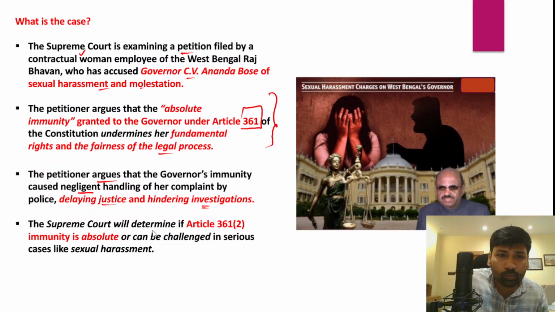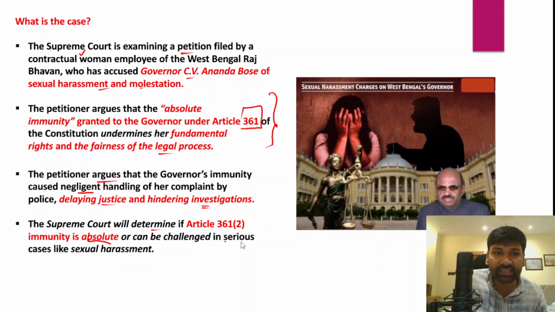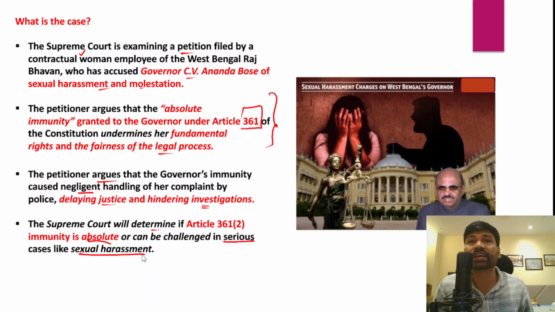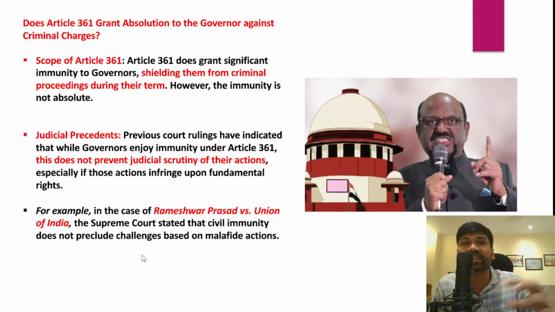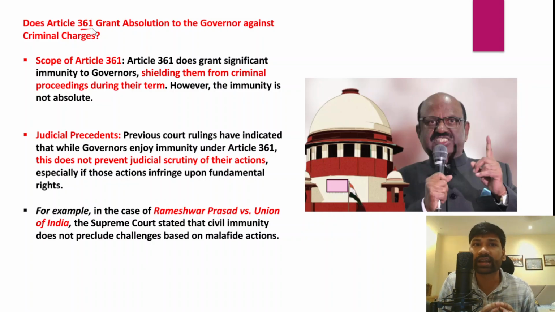However, the Supreme Court will determine if Article 361 Clause 2, the immunity granted to the governor, is absolute, or whether it can be challenged in serious cases like sexual harassment. That particular thing will be examined by the Supreme Court. Now we'll look into whether Article 361 grants absolute immunity to the governor against criminal charges.